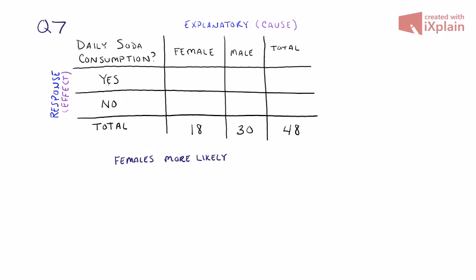This is our goal. So again, what they want you to do is make up your own values. Imagine that you've gone to a different location, or you've surveyed a different group of people, and this time your results come out so that women are more likely to have a daily soda consumption habit as opposed to the men interviewed.